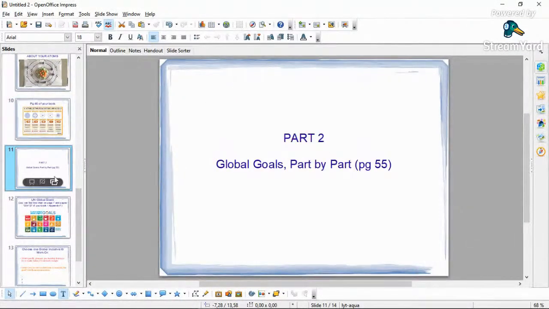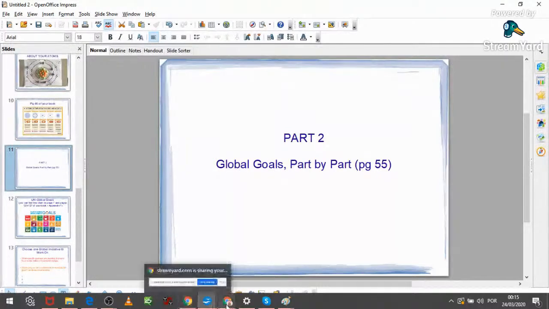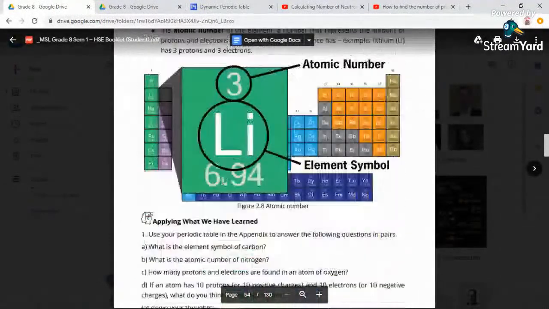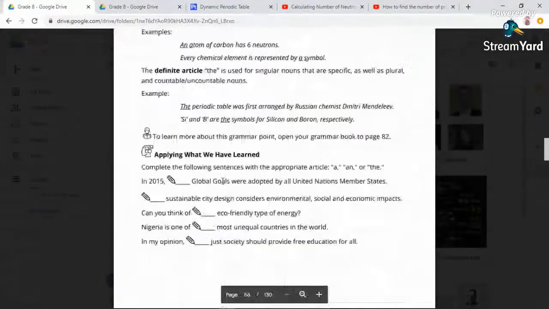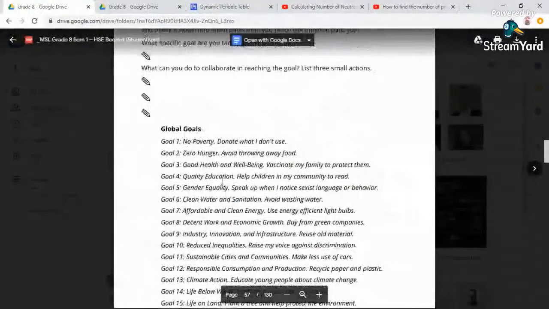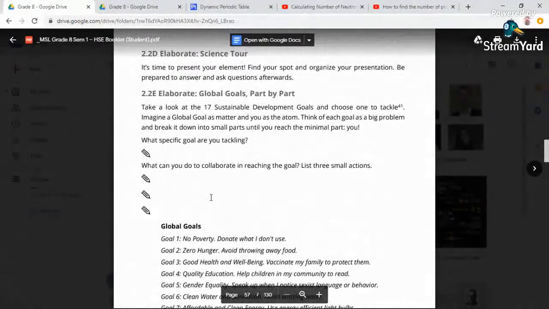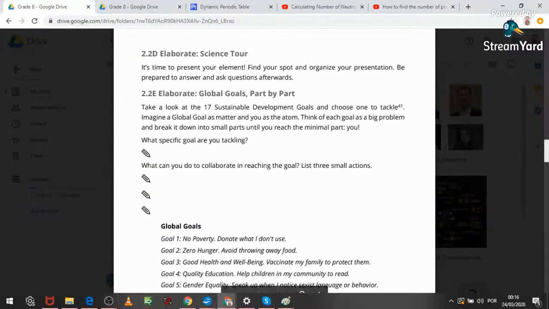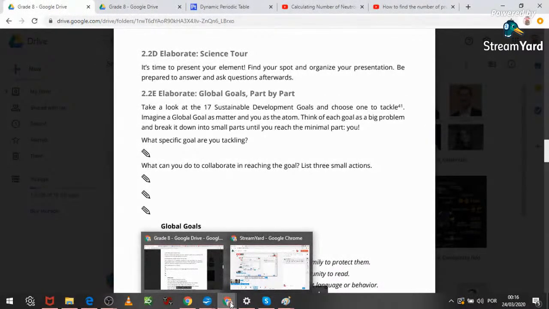Part 2, global goals, part by part. This is going to be on page 55 of your book. And page 55 is going to look like this. Where is page 55? There it is, with this long list of things right here, okay? And this is going to ask you to look at the 17 sustainable development goals and choose one to tackle. To tackle something is to look at a problem and try to fix it, okay? Deal with this problem.